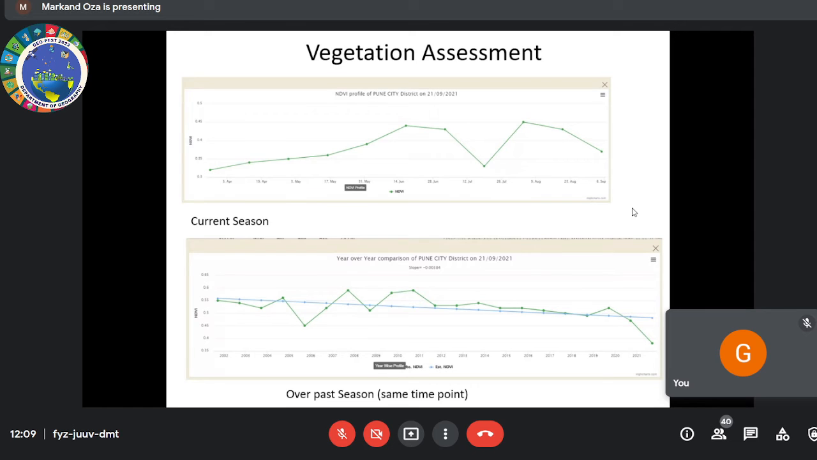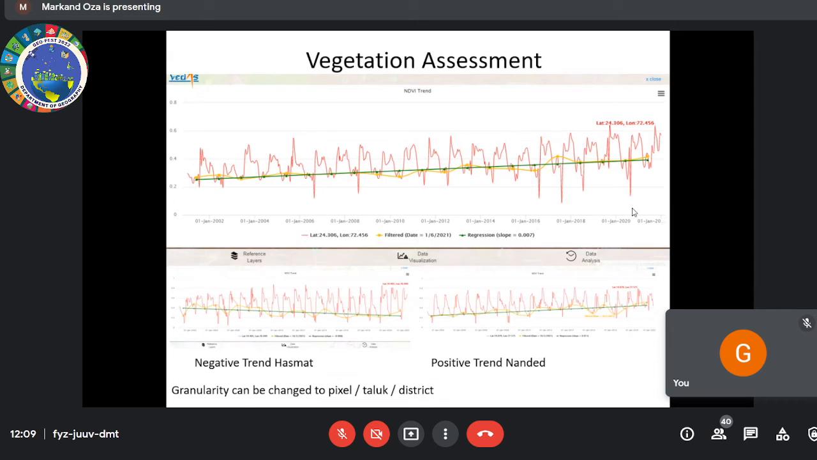Now both of these will tell you whether there is a sudden change in this year, or a change at this particular point, or in the entire growing season of the crop. Similarly, for the entire India, you can have a long-term trend also at each pixel. Now, all that I showed is available on the Vedas platform.